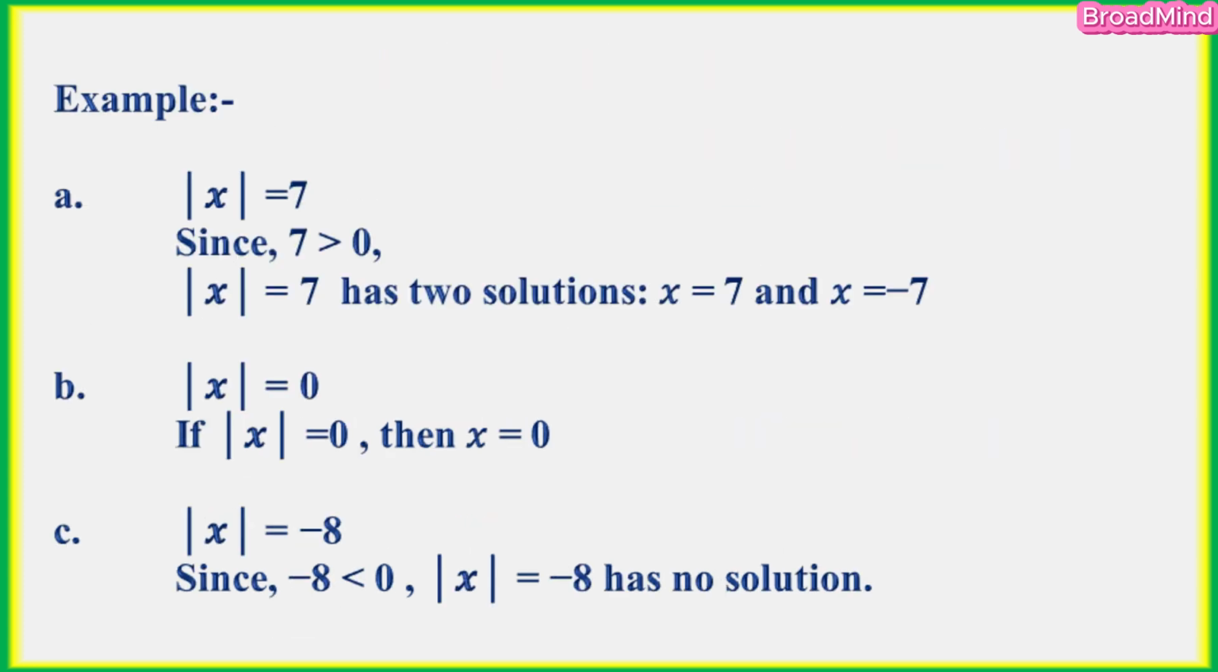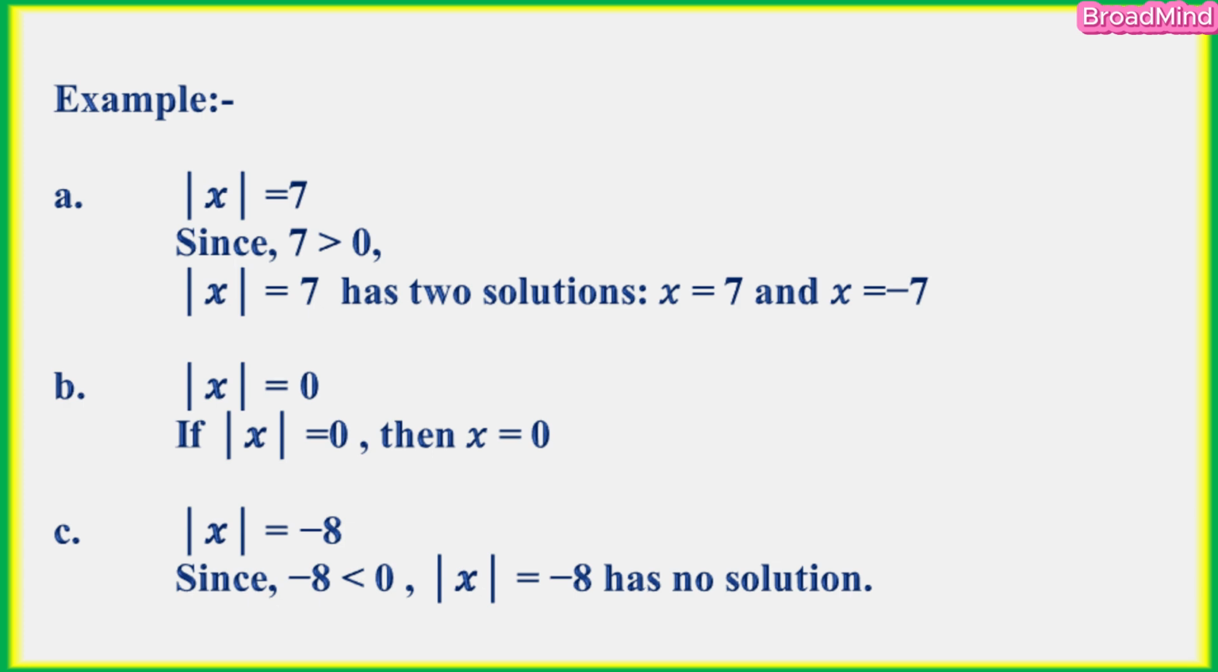A. Absolute value of x is equal to 7. Consider 7 as a. Then a is greater than 0. It has two solutions. Since 7 is greater than 0, the absolute value of x has two solutions. These are x is equal to 7 or x is equal to negative 7.